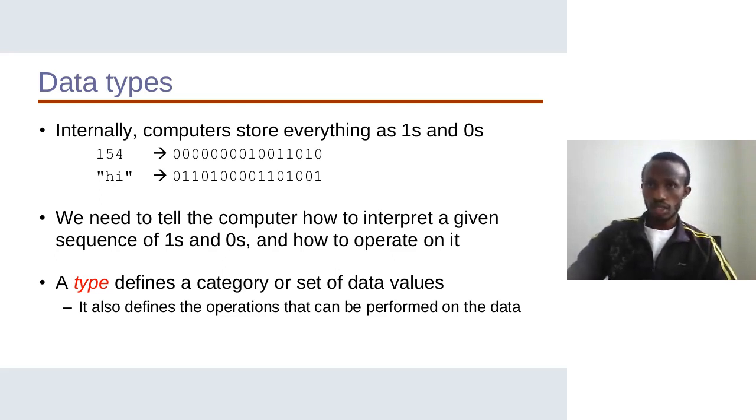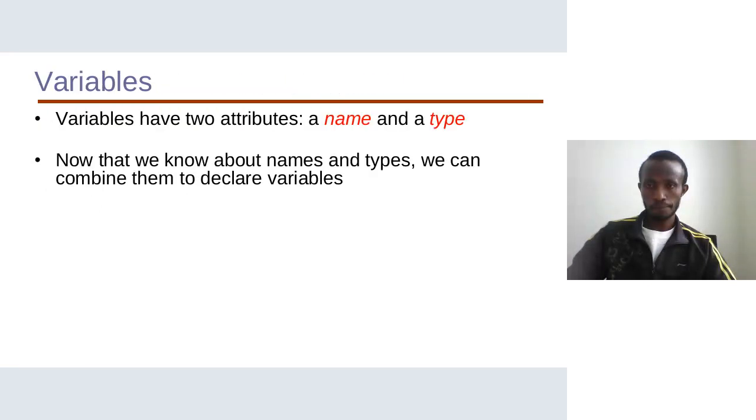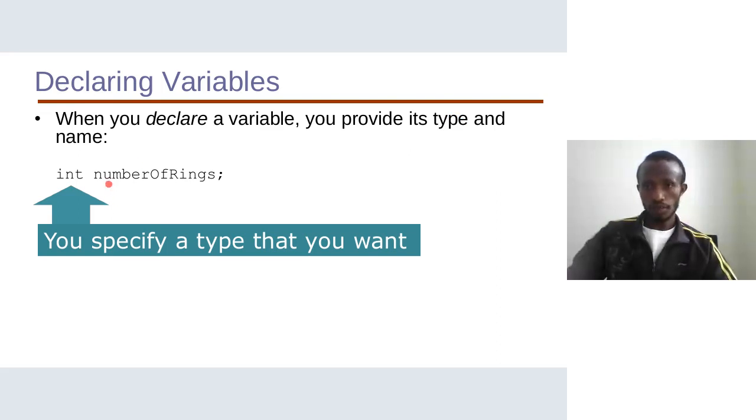Declaring involves stating the variable type and a name. For example, if you check what is in front of us, there is a snapshot of what is happening. You could have something like this: int numberOfRings. That means you have declared a type and a name. You can also assign it a value by including an equal sign at the end there. That will be a variable declaration.